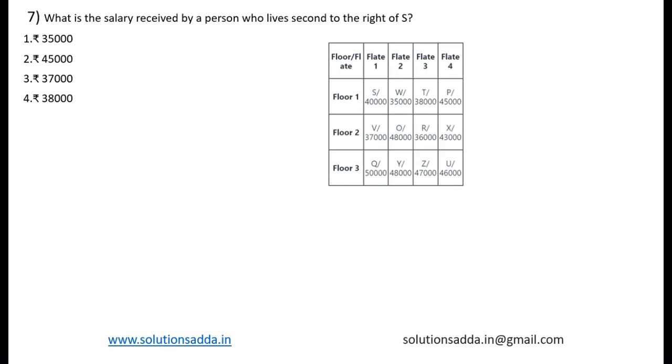Then the next question is, what is the salary received by a person who lives second to the right of S? So the question is again, what is the salary received by a person who lives second to the right of S? This is S, to the right of S, second. 1, 2, that is T. The salary received is 38,000. Option 4 is the correct answer.